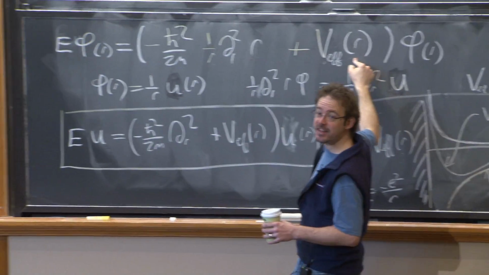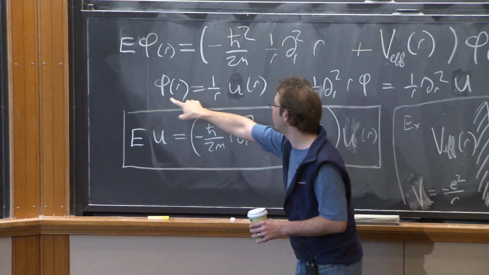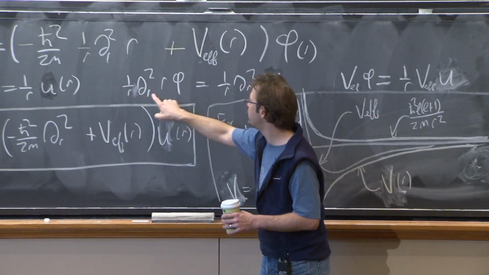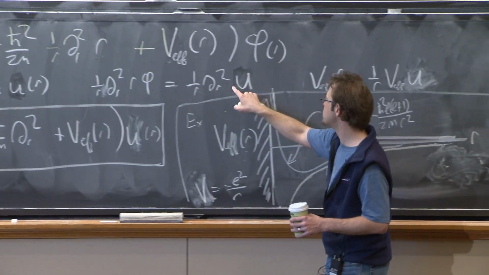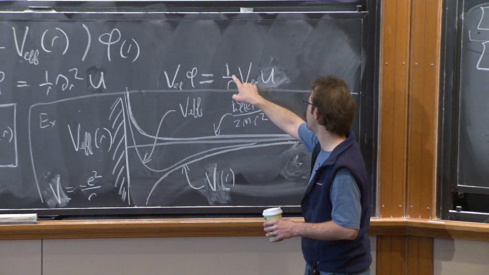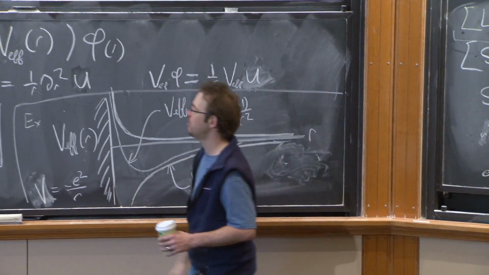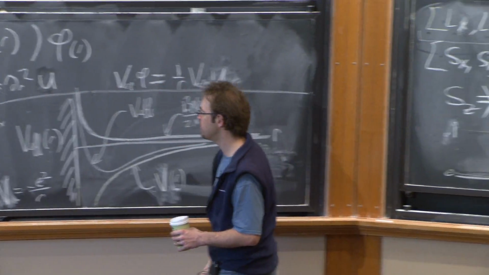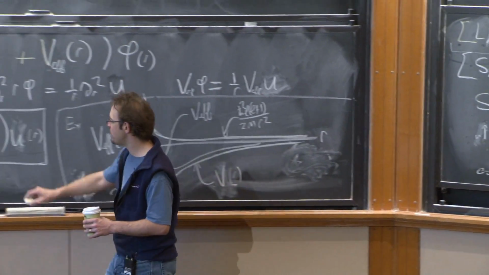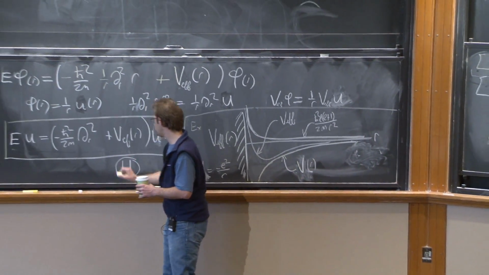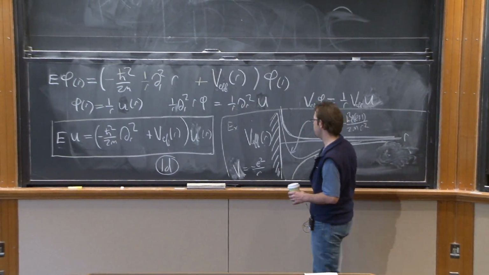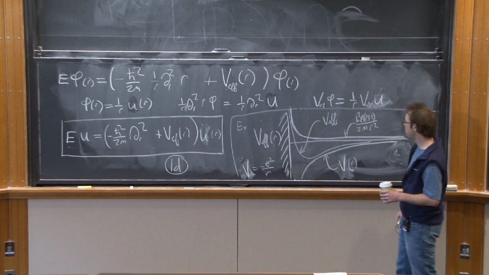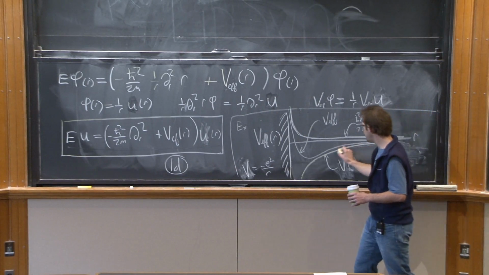To make it obvious that it's in fact a 1D problem, we do a change of variables. Phi goes to 1 over R times U. And then 1 upon R d squared R phi becomes 1 over R d squared U. And V effective phi becomes 1 over R V effective U. Plugging that together gives us this energy eigenvalue equation for U, the effective wave function, which is a 1D problem. So we can use all of our intuition and all of our machinery to solve this problem. And now we have to ask what exactly is the effective potential. And the effective potential has 3 contributions. First, it has the original V.